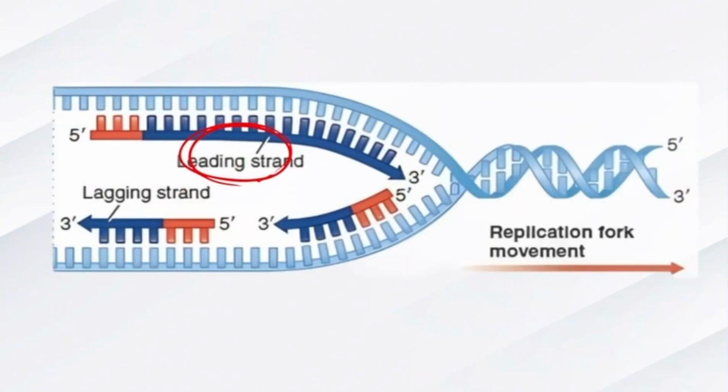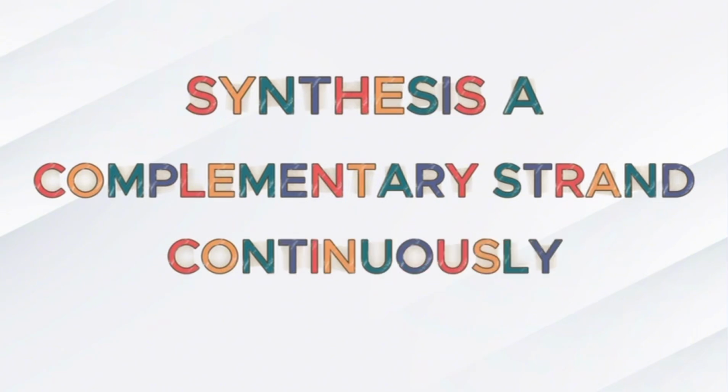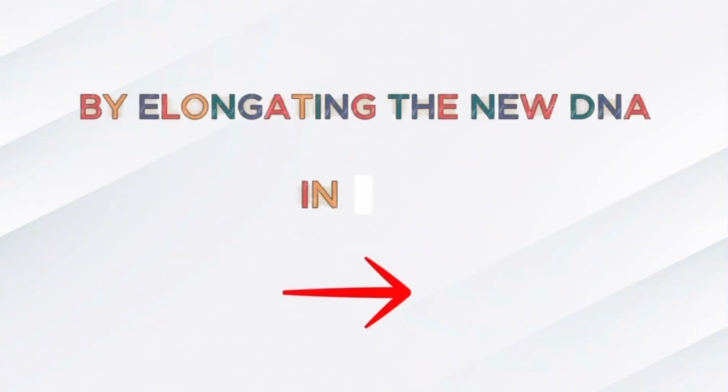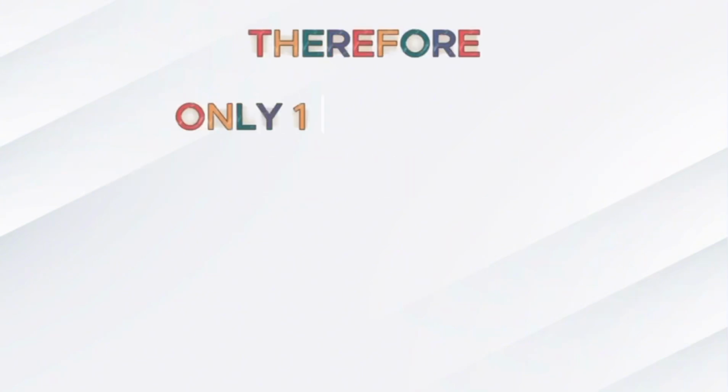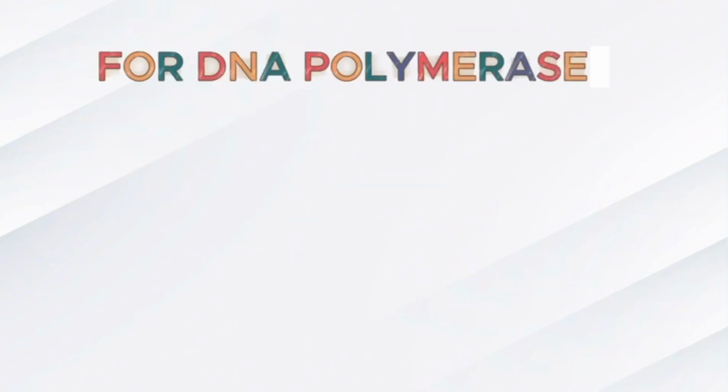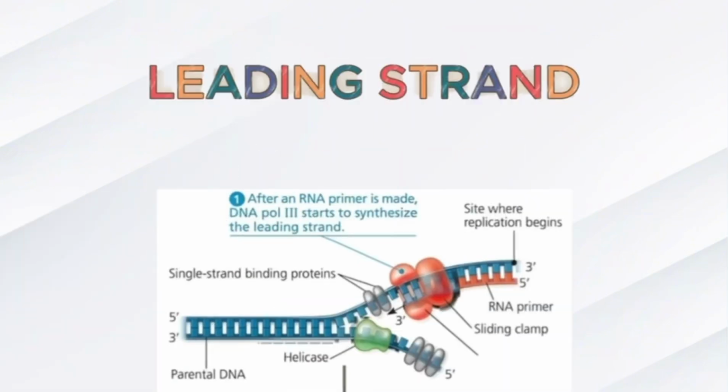Upon replication, two strands will be produced, which are the leading and lagging strands. What? Leading and lagging strands? Yes. In the leading strand, DNA polymerase 3 will synthesize a complementary strand continuously by elongating the new DNA in the 5' to 3' direction toward the replication fork. Therefore, only one RNA primer is required for DNA polymerase 3 to synthesize the entire leading strand.